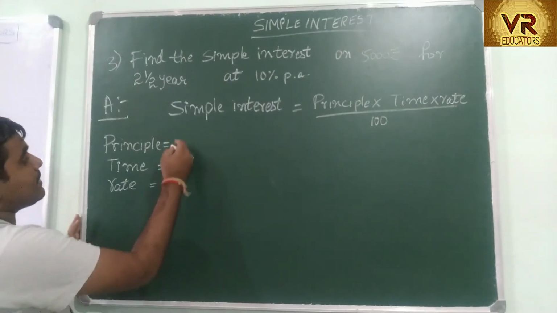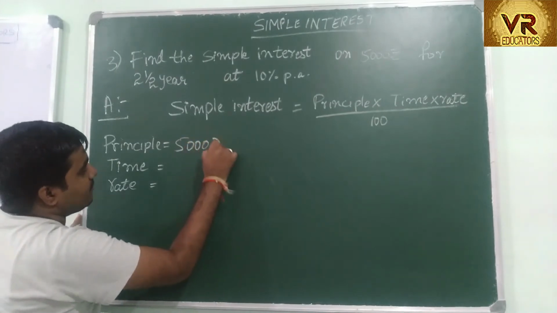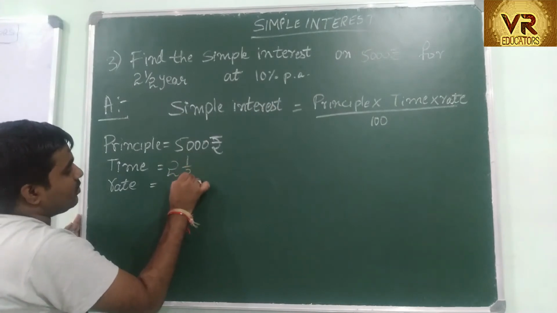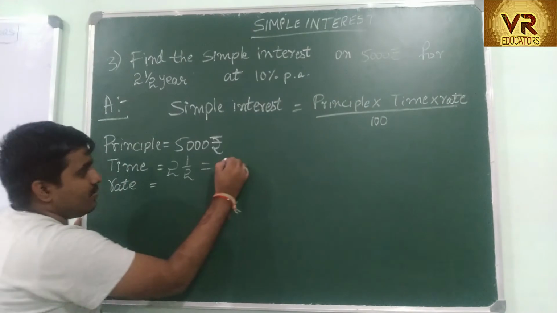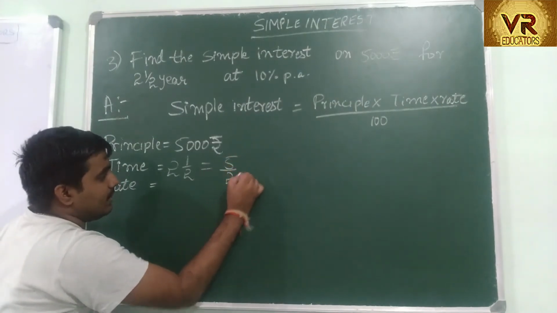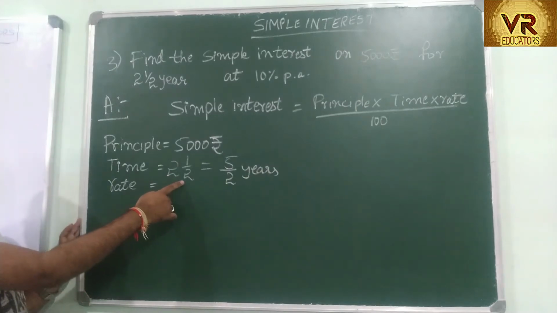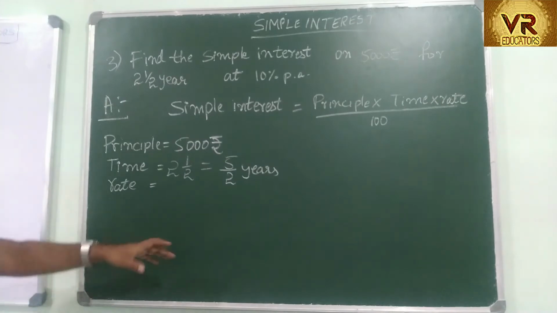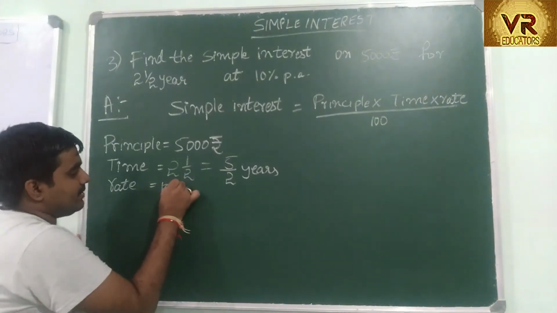So how will you write? Principal is equal to the given data, 5,000 rupees. Time is 2 1 by 2, or 2 2s are 4, 4 plus 1 is 5. So this is 5 by 2 here. Improper fraction: 2 2s are 4, 4 plus 1 is 5, 5 by 2, which was already taught to you in fractions, right? What is the rate? 10%.